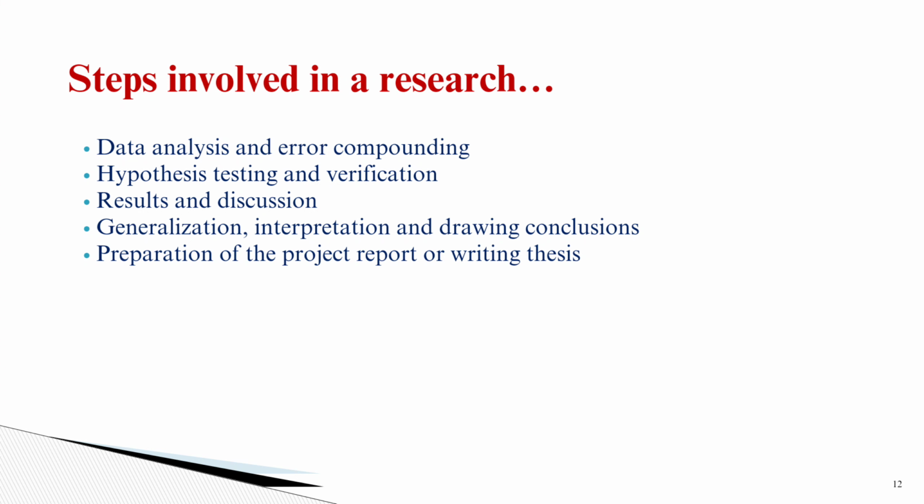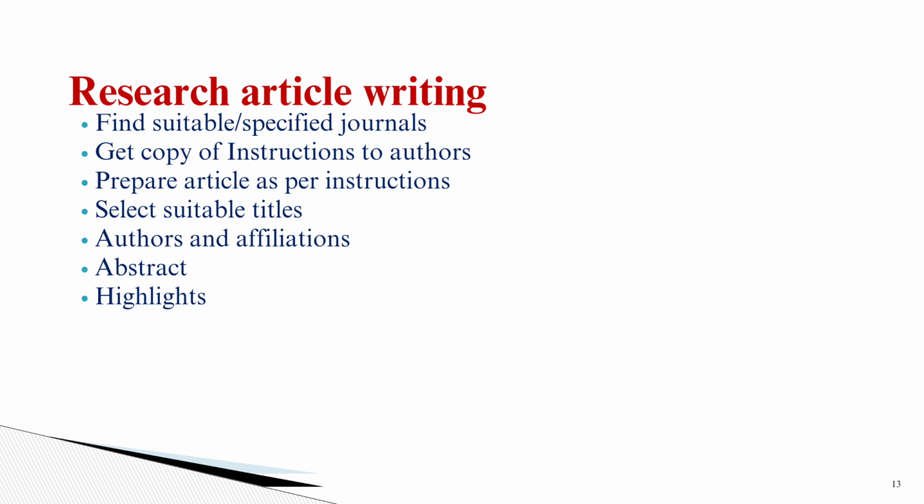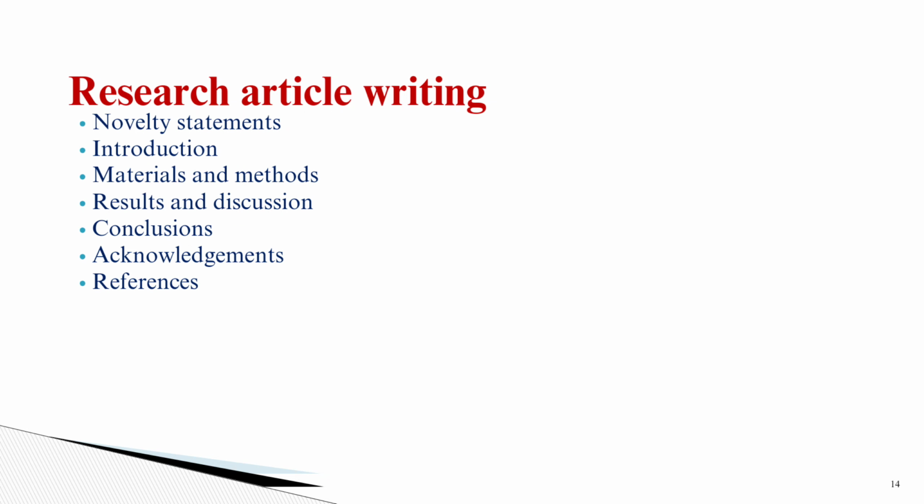Now, how to write a research article? First, find suitable specified journals, get a copy of the instructions to authors, prepare the article as per the instructions, and select suitable titles, authors and affiliations. After that, write the abstract and highlights. Next are novelty statements, introduction, materials and methods, results and discussion, conclusions, acknowledgements and references.